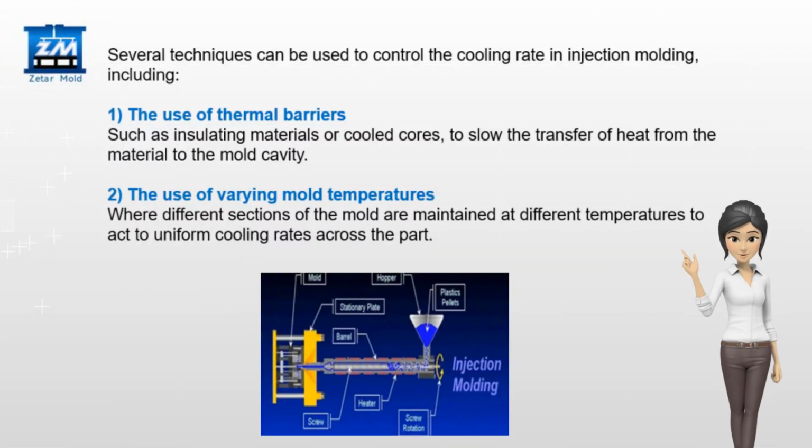Several techniques can be used to control the cooling rate in injection molding, including the use of thermal barriers such as insulating materials or cooled cores to slow the transfer of heat from the material to the mold cavity. The use of varying mold temperatures, where different sections of the mold are maintained at different temperatures, can also help achieve uniform cooling rates across the part.